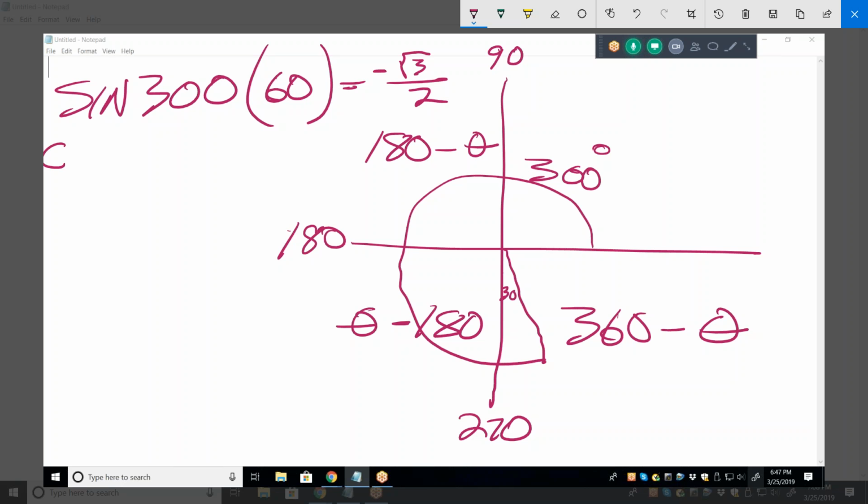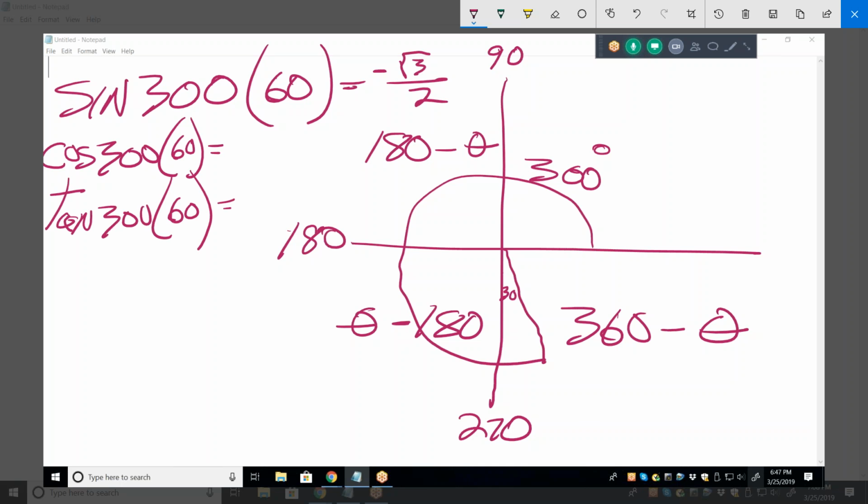Let's do cosine of 300. All of these reference angles are going to be the same, incidentally. In other words, the tan of 300 is the same as the tan of 60. I shouldn't say the same as, but what I have in parentheses is the reference angle or the equivalent first quadrant angle. In other words, you're going to get the number part from what I got in parentheses.